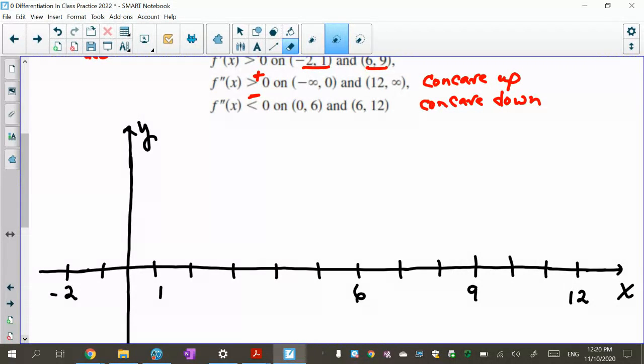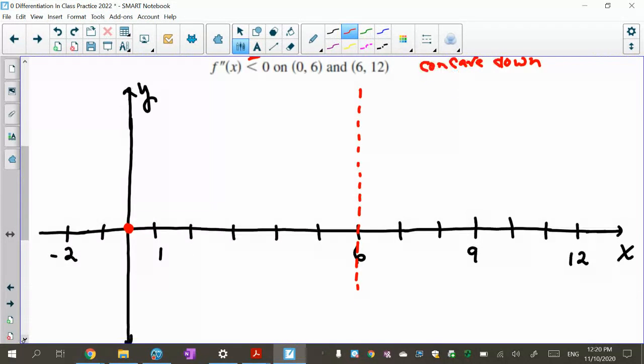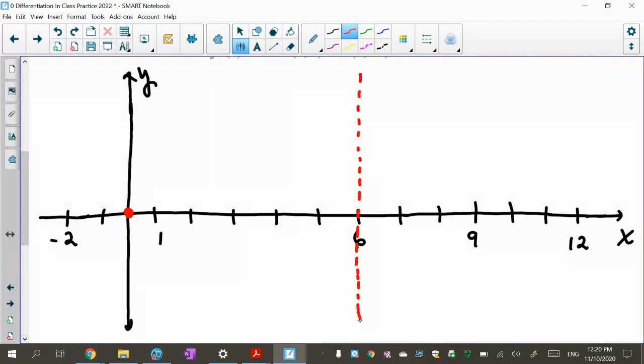The only point they gave us was (0, 0). Whoops, let me undo what I just did and actually make this red. So (0, 0) is on my graph. And they did say at 6, it's going to negative infinity. So I'm going to do a vertical asymptote right there where my graph is not going to be. Okay, so I'm kind of setting this up.